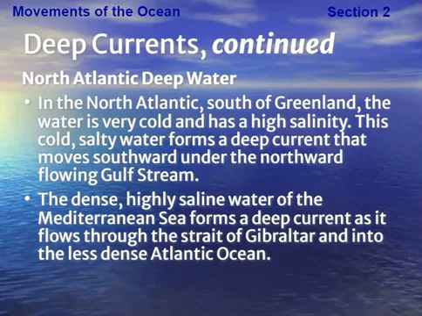We also have a current that flows out of the Mediterranean Sea. Remember when we looked in our previous section, we saw the Mediterranean Sea had a really high salt content. It was really saline. Well, that causes water to become more dense. And if water is more dense, as it's flowing out of the Mediterranean Sea into the Atlantic, it's going to sink down into the Atlantic Ocean and create a current that is a deep ocean current as well.